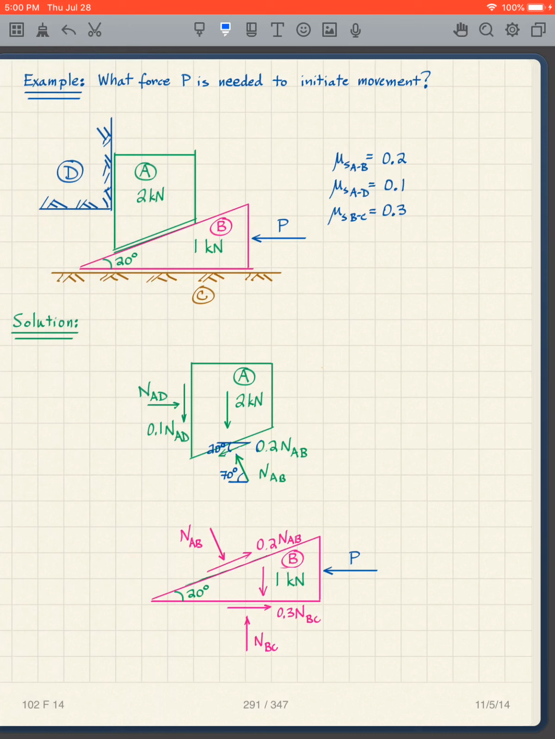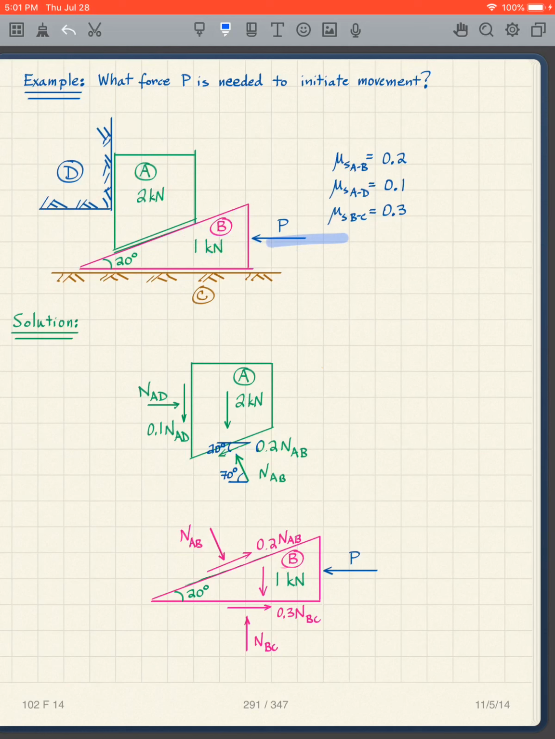Okay, here's a slightly different one. It's more geometry, but actually this is not a very hard problem. So I'll go through this one as an example. What force P is needed to initiate movement in this? So if we look at what's happening here, I have a force P that's going into this wedge. As this wedge goes in this direction, and this is a fixed wall here. So what's going to happen to block A? Block A is going to go upward. So block B is going to go to the left, and block A is going to go upward.